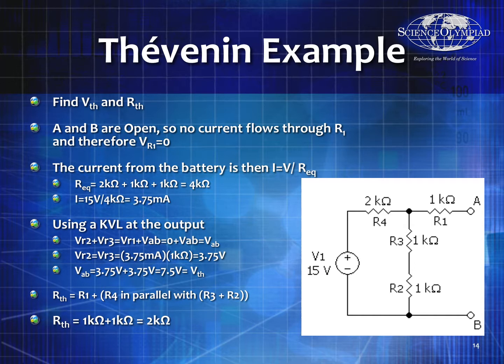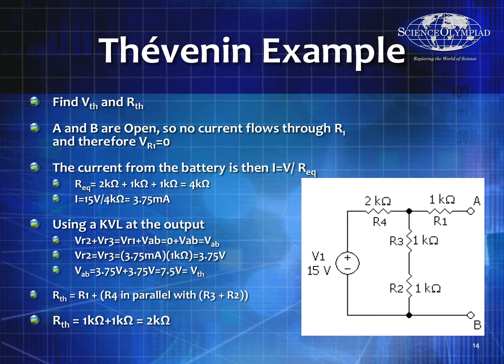Okay, so in this particular case, if A and B are open, no current's going to flow through R1. So I've got a very simple voltage splitting problem where I've got a 15 volt source with a 2 kilo ohm resistor in series with two 1 kilo ohm resistors. So therefore V AB is equal to half of 15 volts, which is equal to 7.5 volts. All right. So that was actually pretty easy for me to figure out. I didn't even need a calculator. Okay. Now you see on the left hand side how you would do it with a calculator.